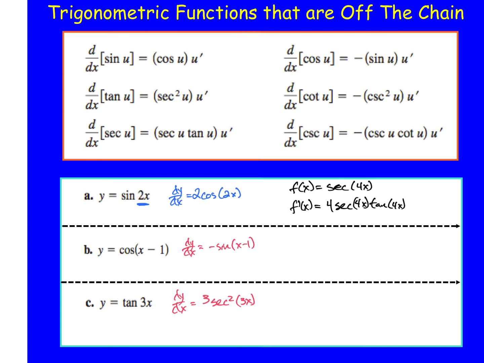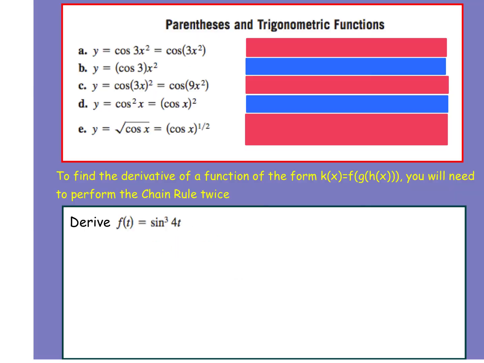Just like we did sine of 2x, we still had cosine of 2x, right? Now, we did have a 2 pop out, but we still had 2 cosine of 2x. All right, cool. All right, I want to talk about parentheses, and you can take notes however you wish. So I want to talk about the importance of where parentheses are located.